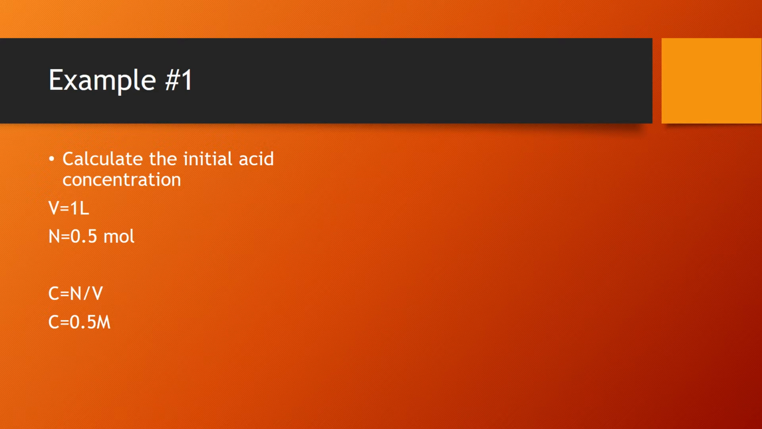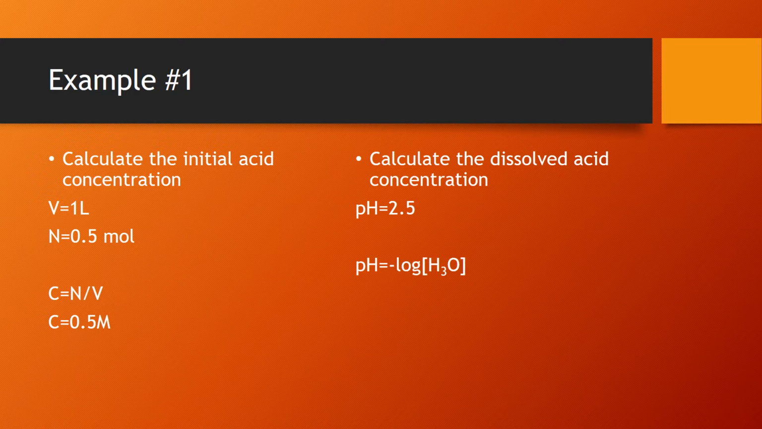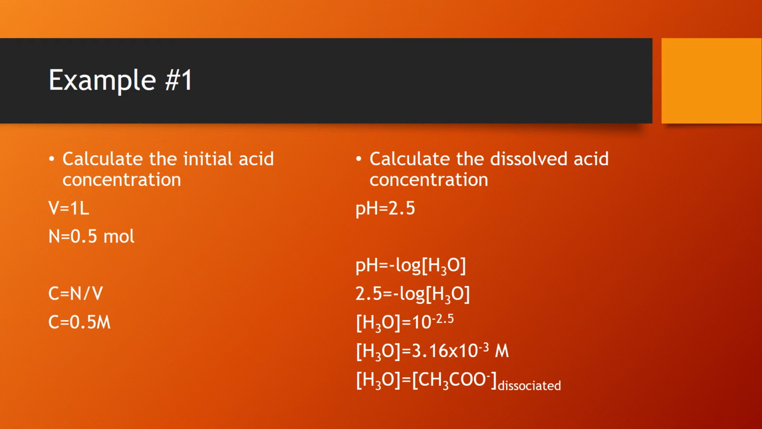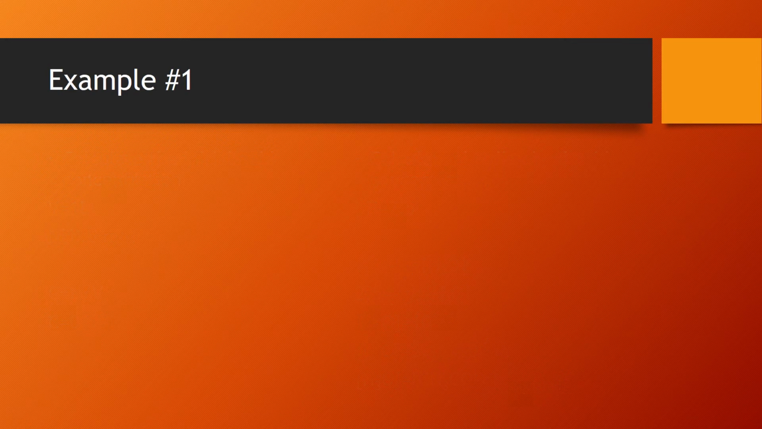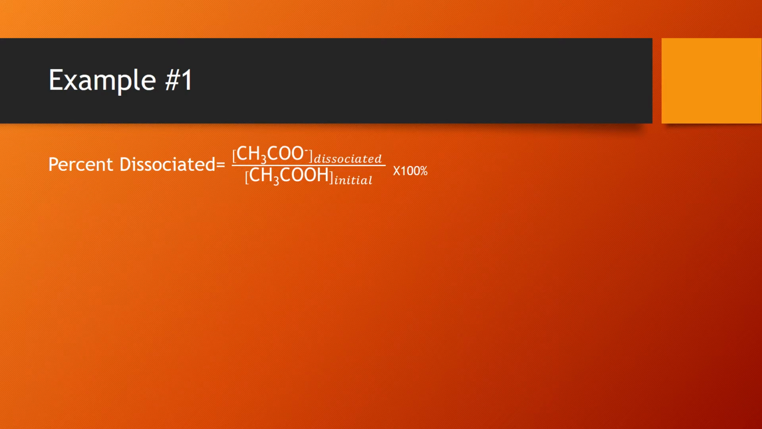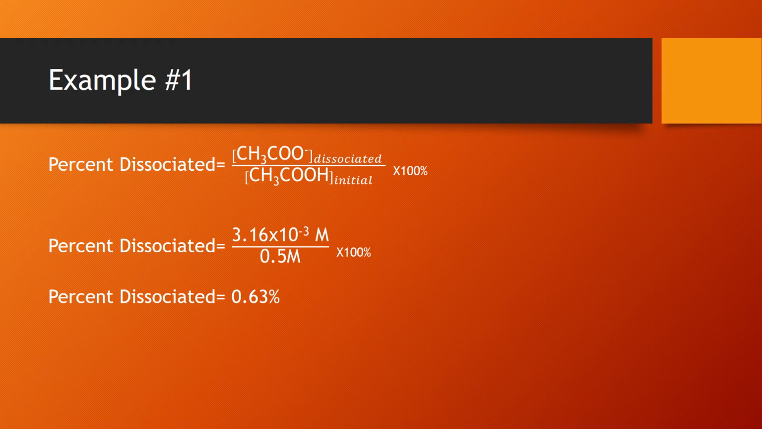Next, we're going to calculate the dissolved acid concentration. We know the pH is 2.5, so we can plug that in to get the concentration of the hydronium ion. The hydronium ion's concentration will be equal to the dissolved concentration of our acetic acid. So we have the dissociated ion concentration and the initial concentration. We can plug it back into our formula and get an answer. The percent dissociation that we get is 0.63, which means that 0.63% of the acetic acid has been dissociated into its ions.